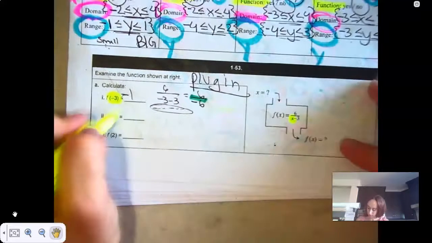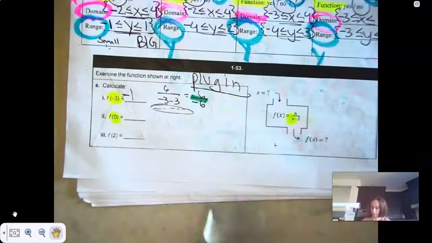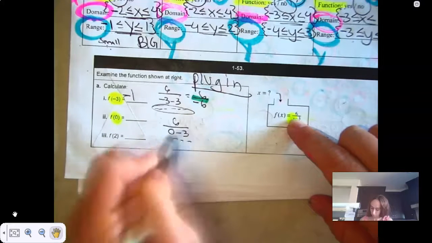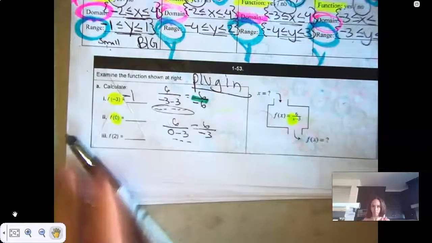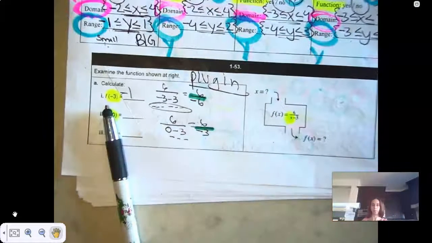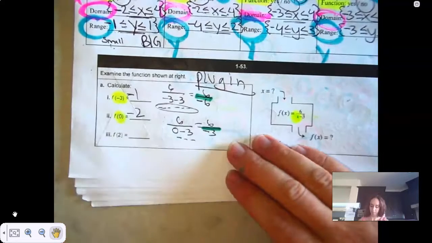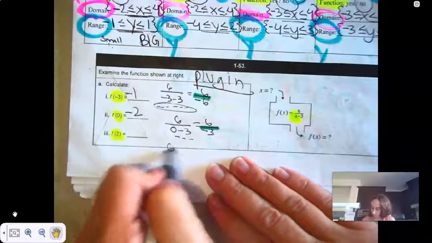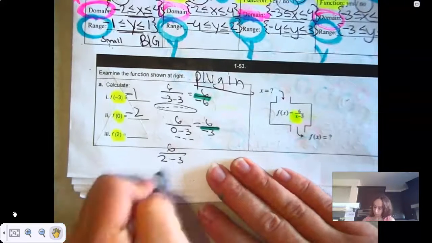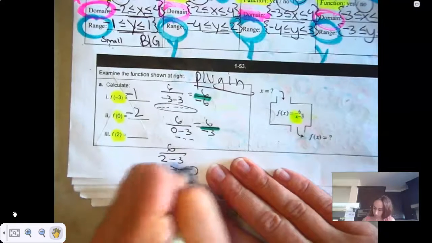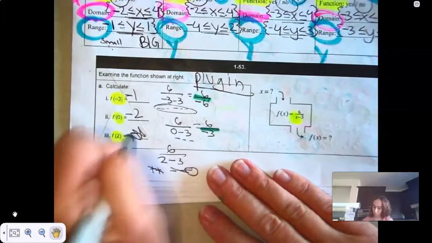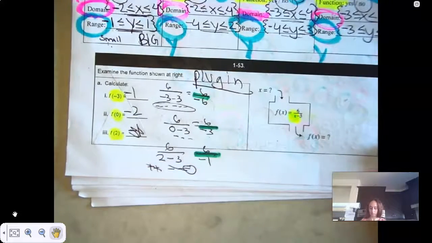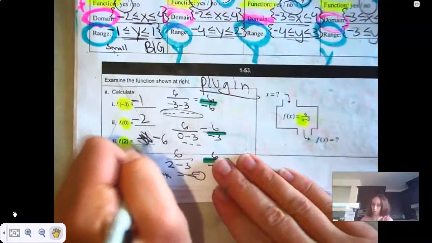Let's try the next one. Take the 0, plug in. 6 divided by 0 minus 3. So 1, 2, 3 equals 6 divided by negative 3. 6 divided by negative 3 is negative 2. Now take this one and plug in. 6 divided by 2 minus 3. 1, 2, 3, boom, negative 1. So 6 divided by negative 1, negative 6.